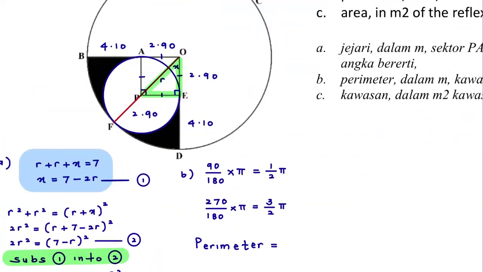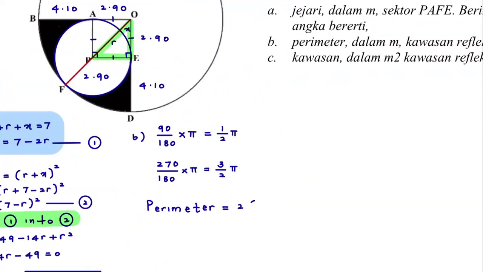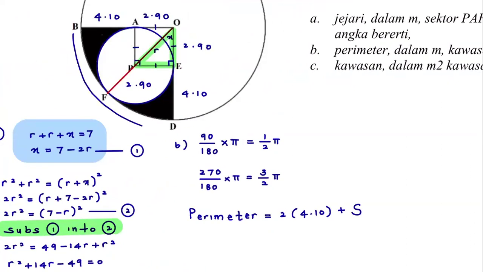Okay, we have this part 4.10, here also 4.10. So we just multiply by two, class, don't need to waste our time. So 2 times 4.10, 2 times 4.10, right? Ready? Plus the S of this one. Can I put it as BD?